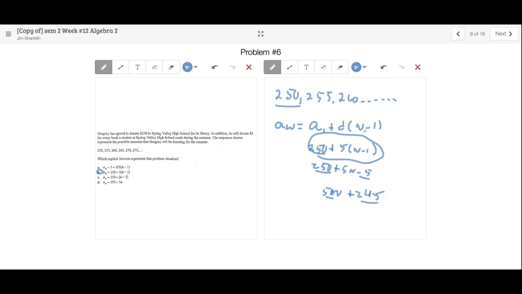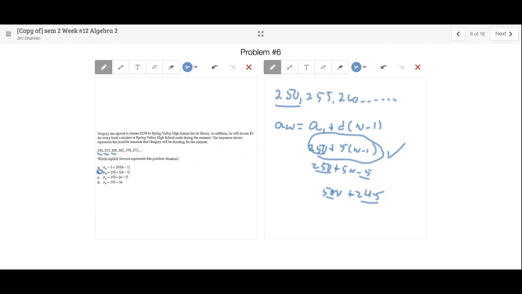But you know what? This is the way I look at it. They gave us the list, and usually the first number is your first term. Second number is your second term. Third number is your third term. So for me, B would be the answer I would go with, because they're giving us 250 as the first term. I mean, they wrote it out.